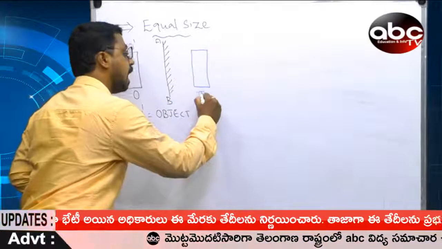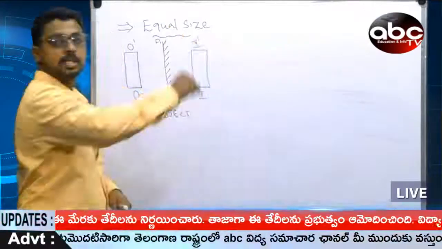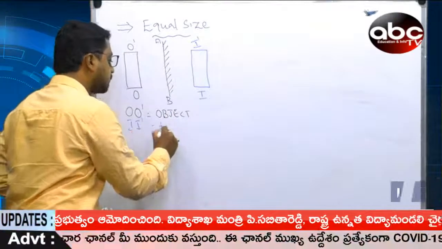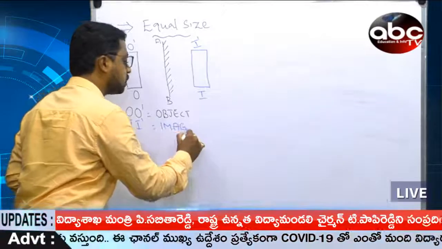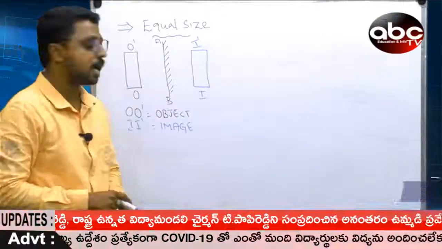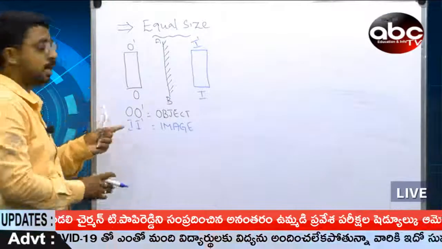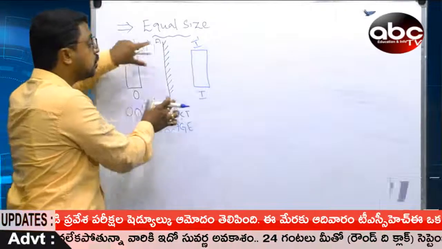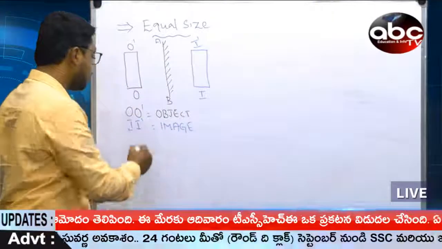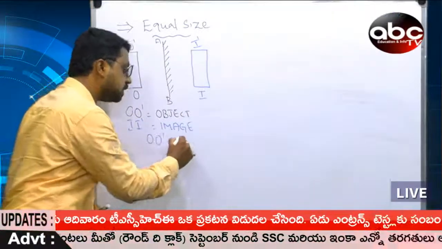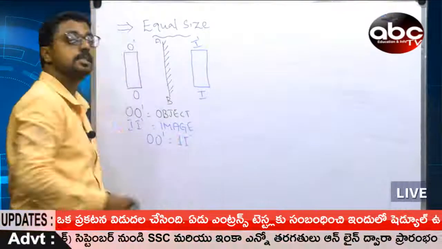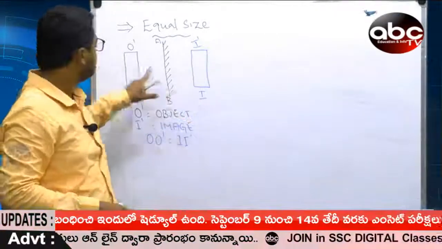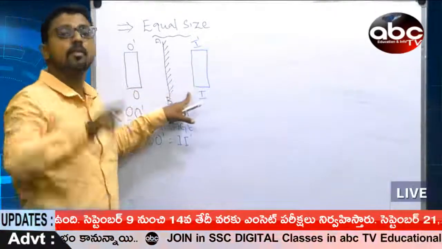This is nothing but I dash. So what is this? I dash is nothing but an image. When you see this one in the mirror, what is the size of O dash? That is equal to I dash. O dash is equal to I dash, that is, size of object is equal to size of image.